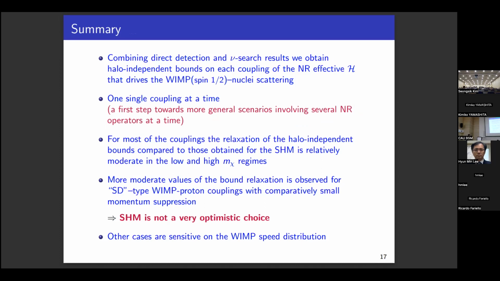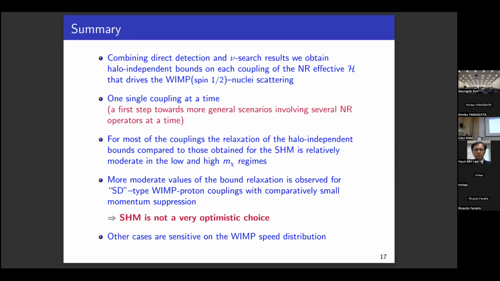So with this, I'd like to summarize that combining direct detection and neutrino search results, we obtain a halo independent bound on each coupling of the non-relativistic effective Hamiltonian that drives the scattering between a WIMP of spin half and a nucleus. We consider one single coupling at a time. However, it is a first step towards more general scenarios involving several non-relativistic operators.